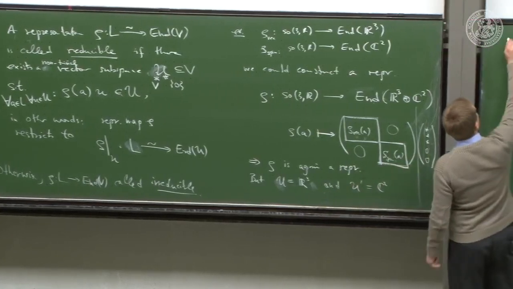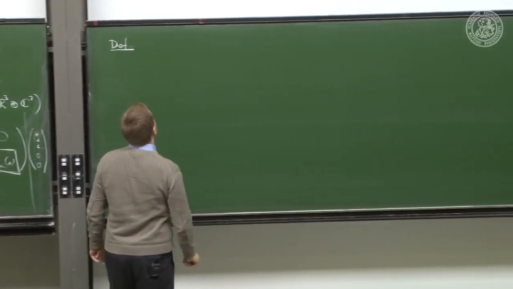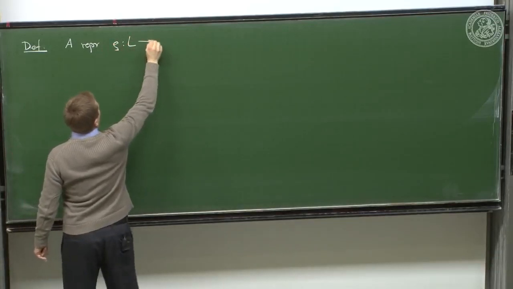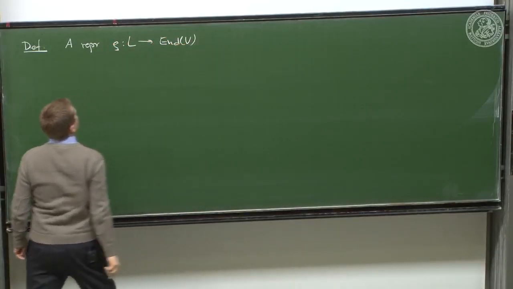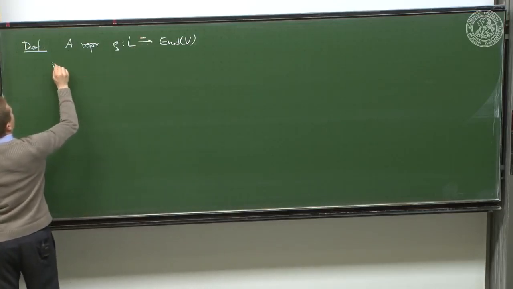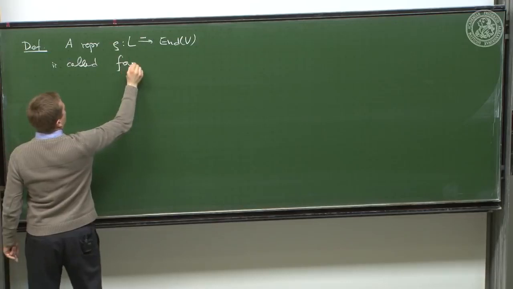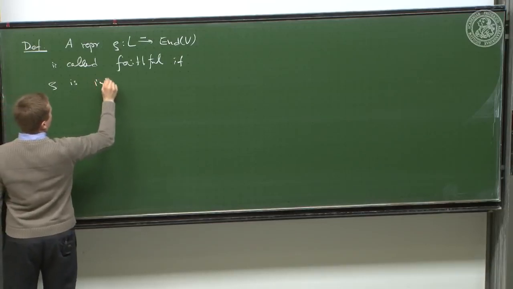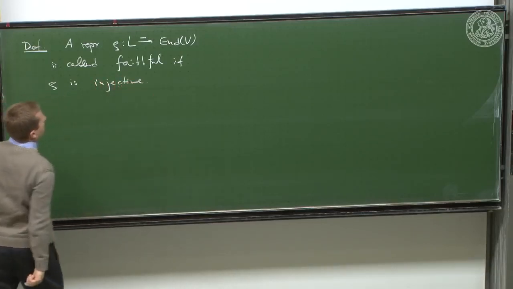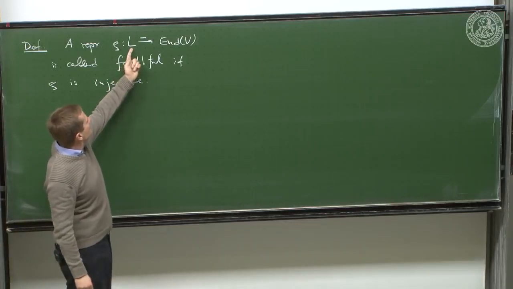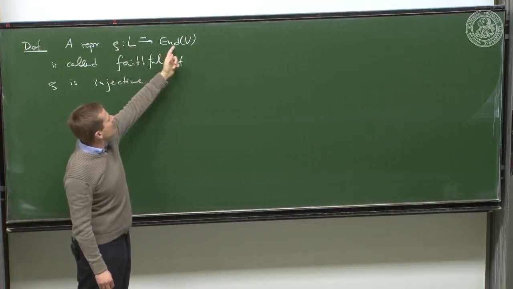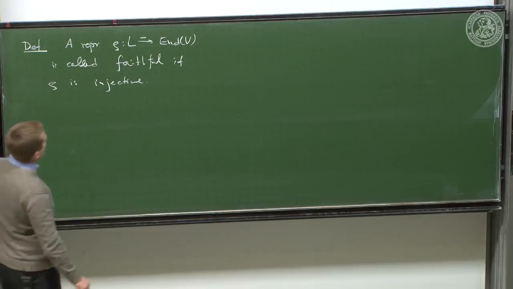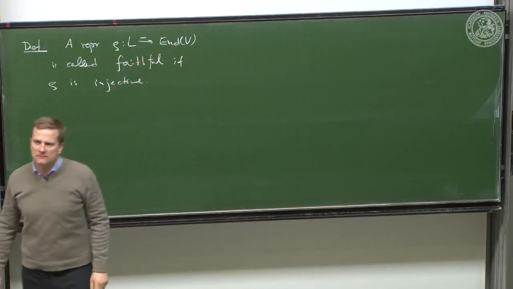There's yet another definition one uses quite frequently, and that is a representation rho from L into End V, over some representation space V, is called faithful if rho is injective. So one Lie algebra element under the map rho doesn't hit the same endomorphism twice.